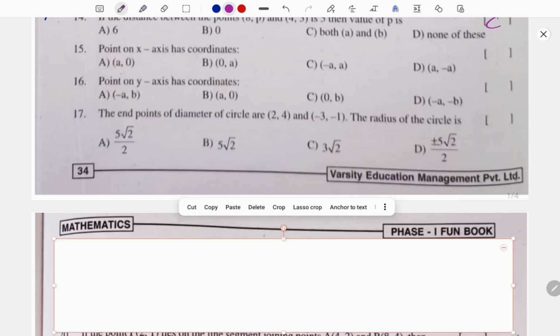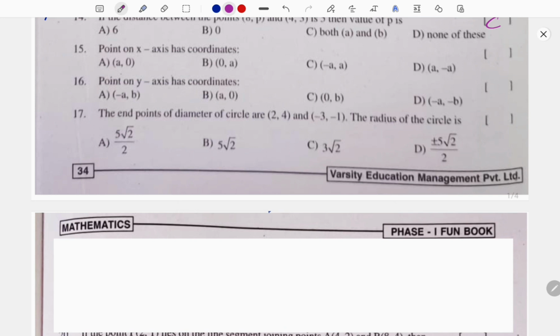Now see the 15th question. A point on the x-axis has coordinates. Once you take any point on the x-axis, the y value is 0. That's why here we can take a comma 0, y is 0. That's why A is the right answer. Similarly, a point on the y-axis is like 0 comma b, the x coordinate is 0. So the answer is what?